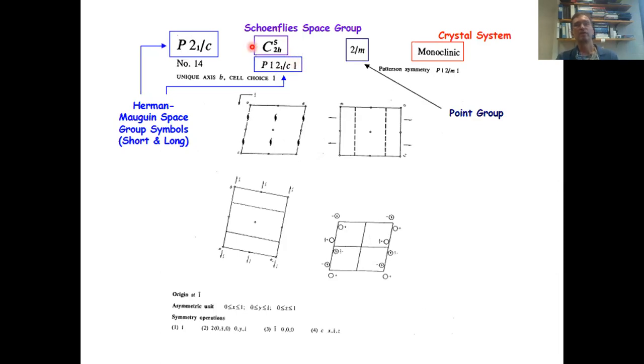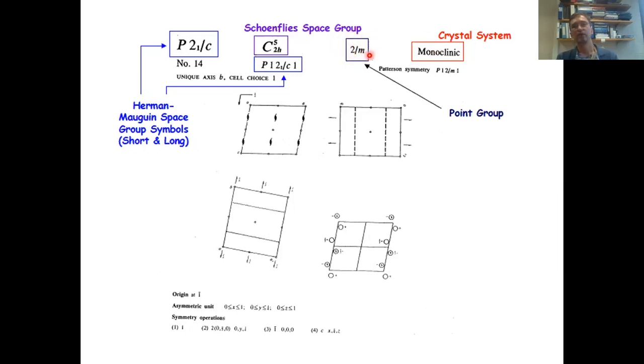So you see here the corresponding space group symbol in the Schoenflies formalism, and it reads C5 2h. However, in crystallography, we use far more commonly the Hermann-Mauguin formalism rather than the Schoenflies formalism. All right, so you see here 2 other denotations.